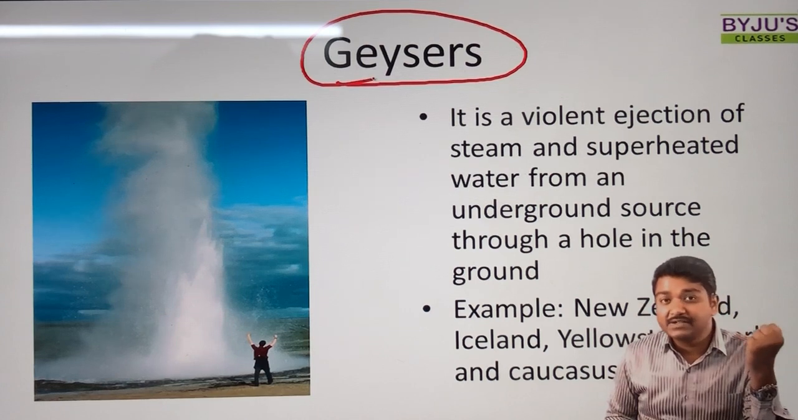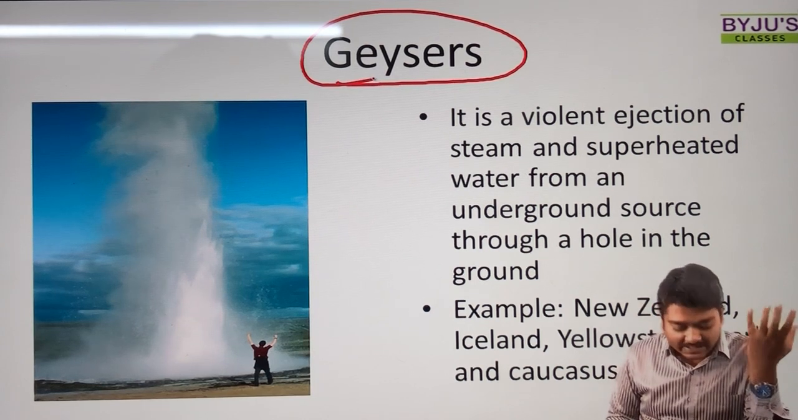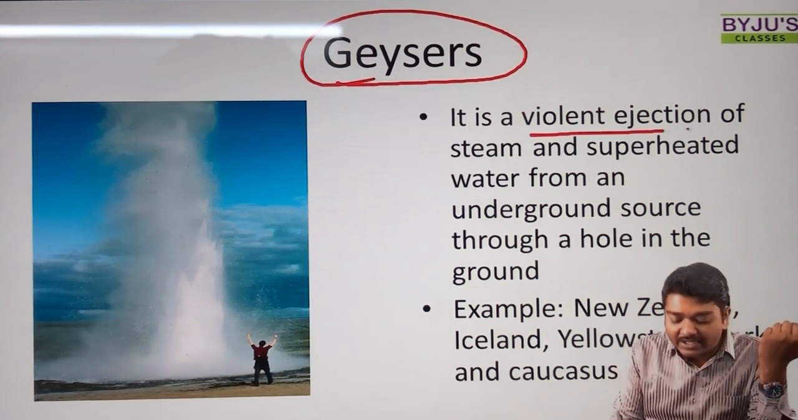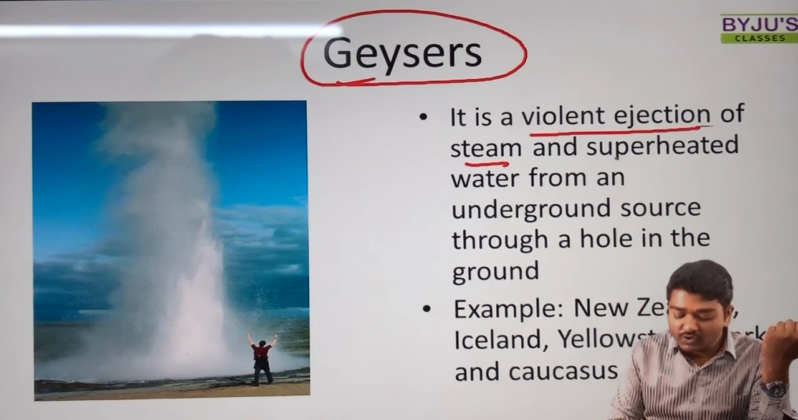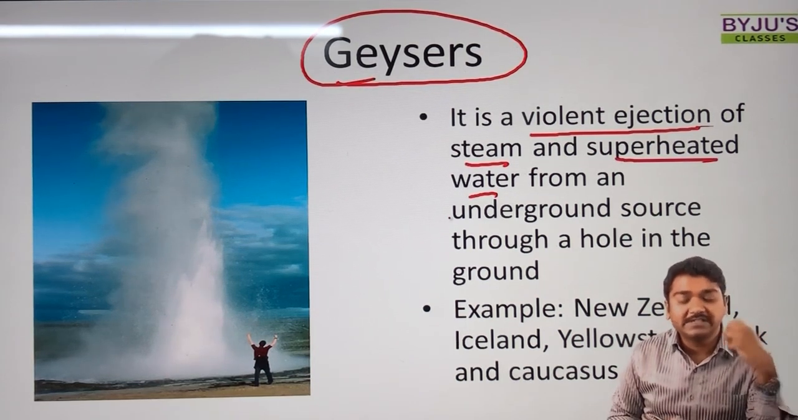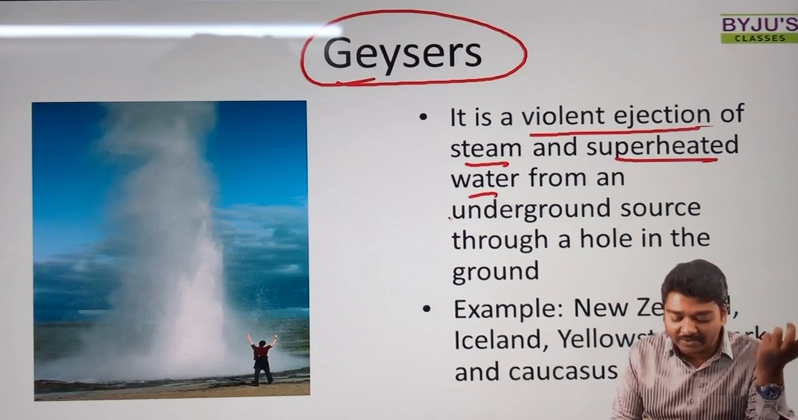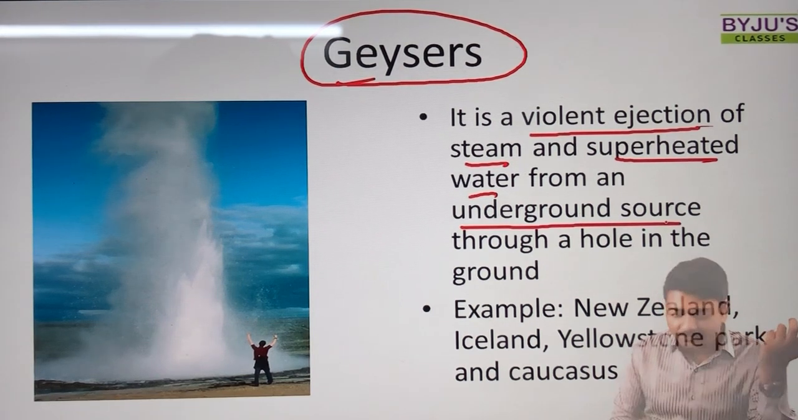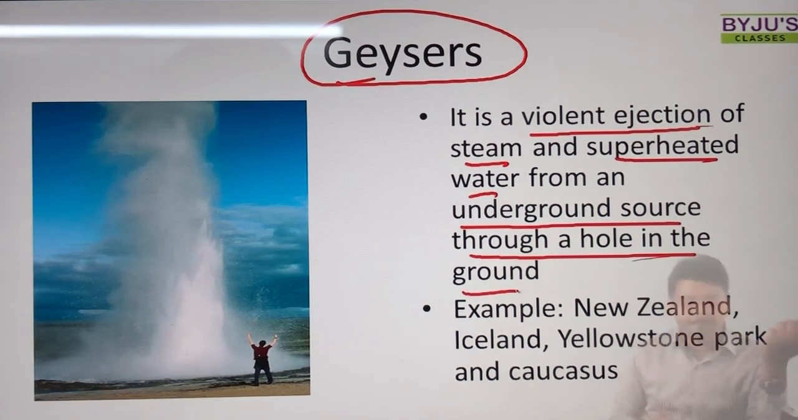So what exactly is a geyser? You might have heard this term. What is a geyser? A violent ejection of steam and superheated water. Steam and water is coming from an underground source through a hole in the ground.